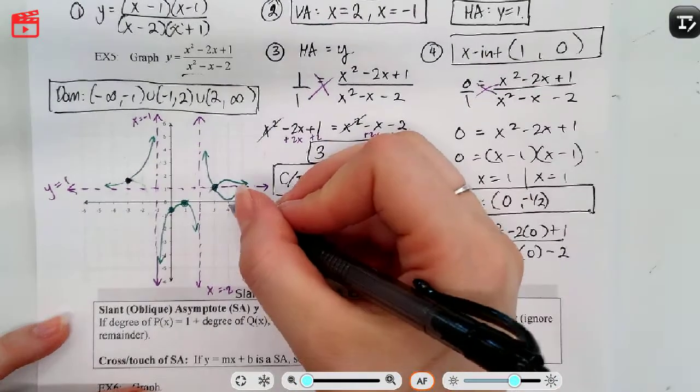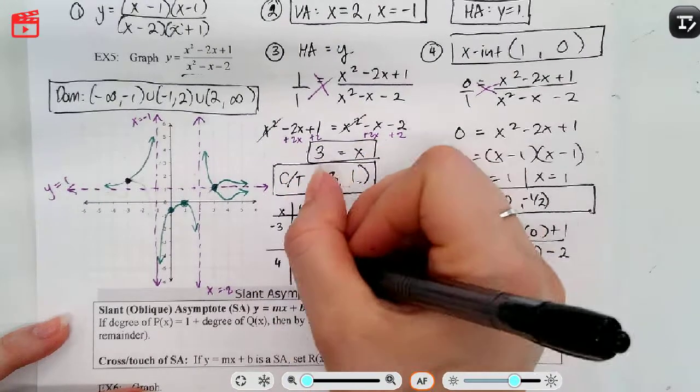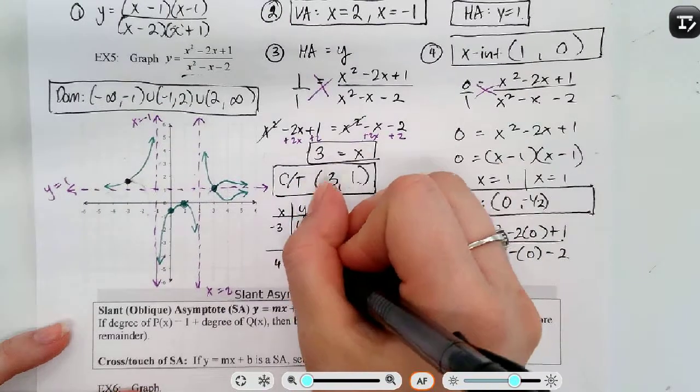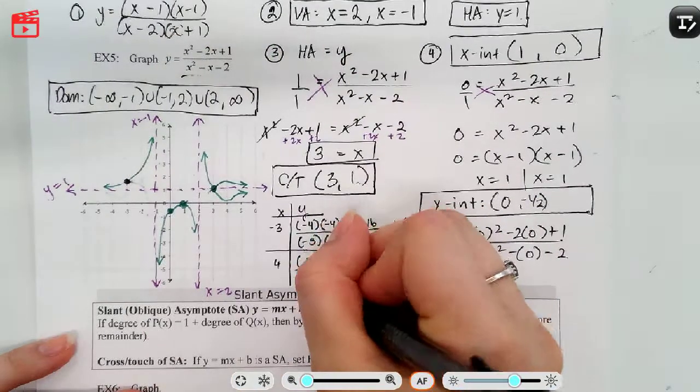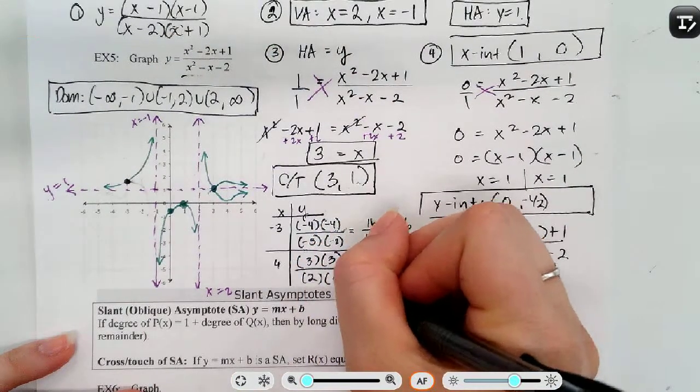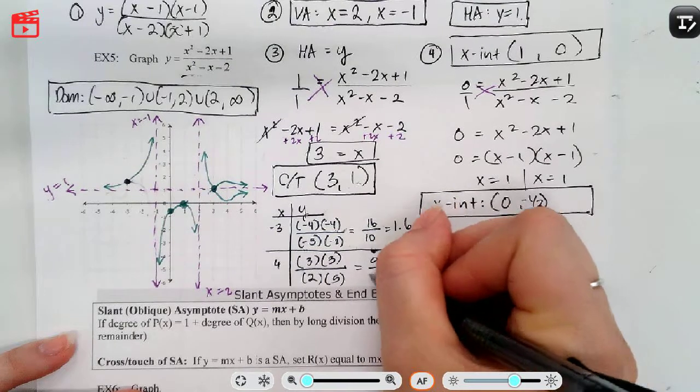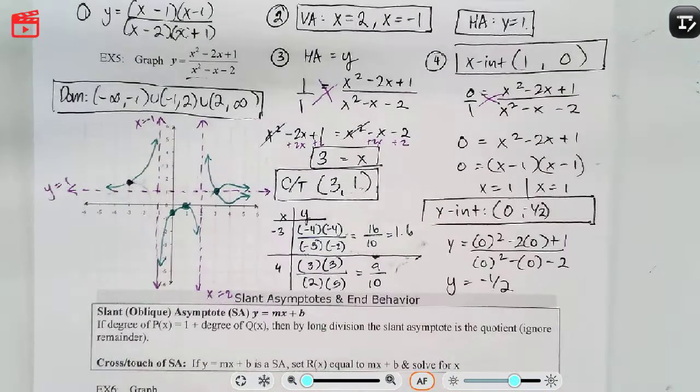So let's pick maybe 4. Plugging that in, that's going to be 4 minus 1, which is 3, and 4 minus 1 again, 3. 4 minus 2 is 2. 4 plus 1 is 5. So that's going to be 9 over 10. Well, 9 over 10, that is less than 1.